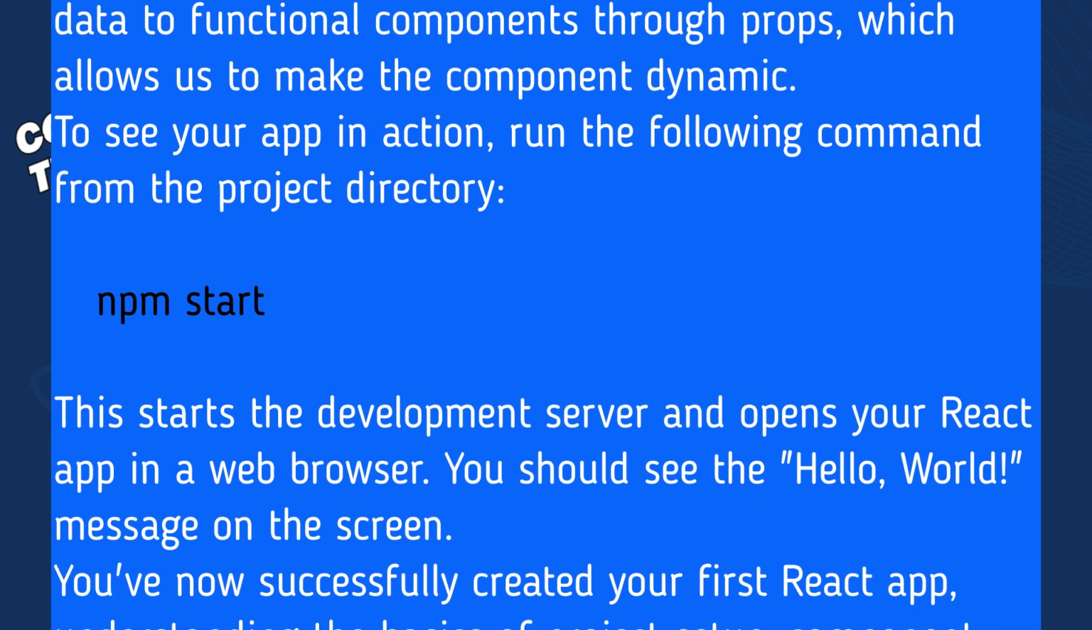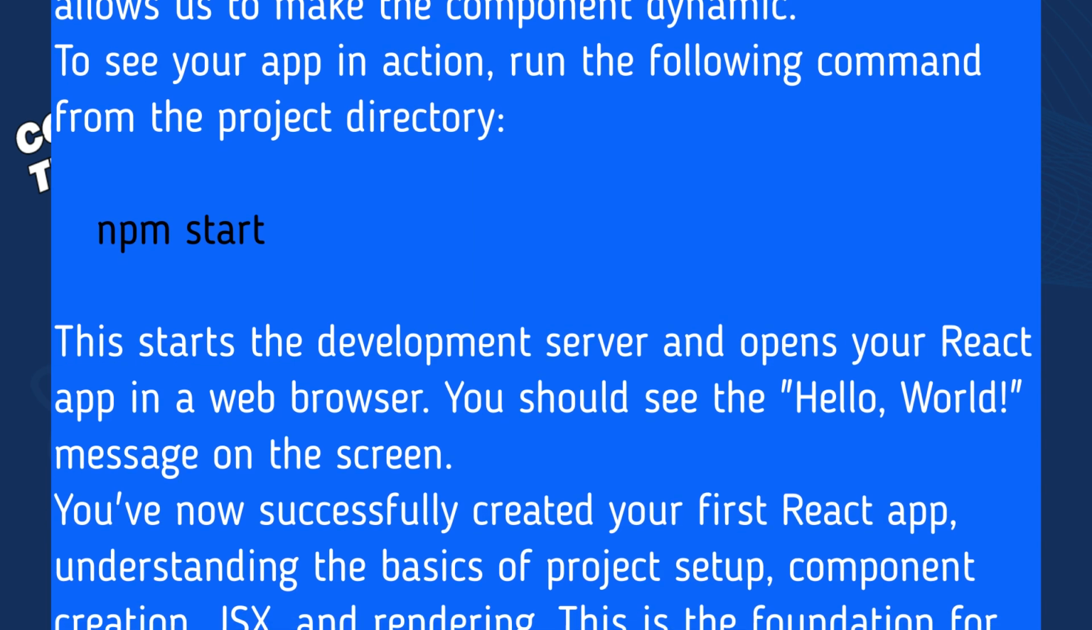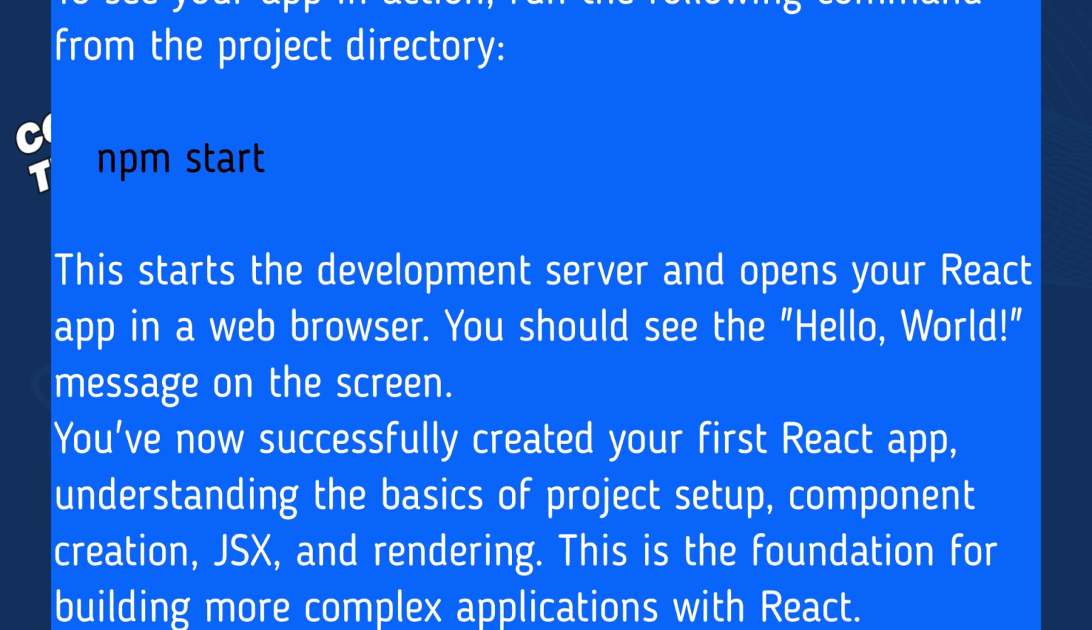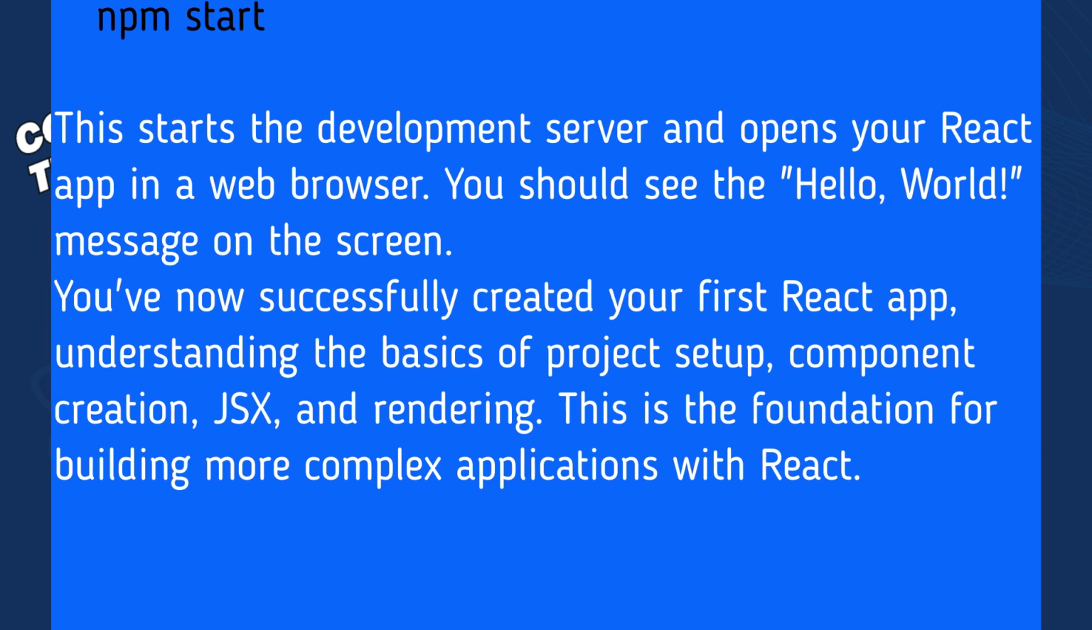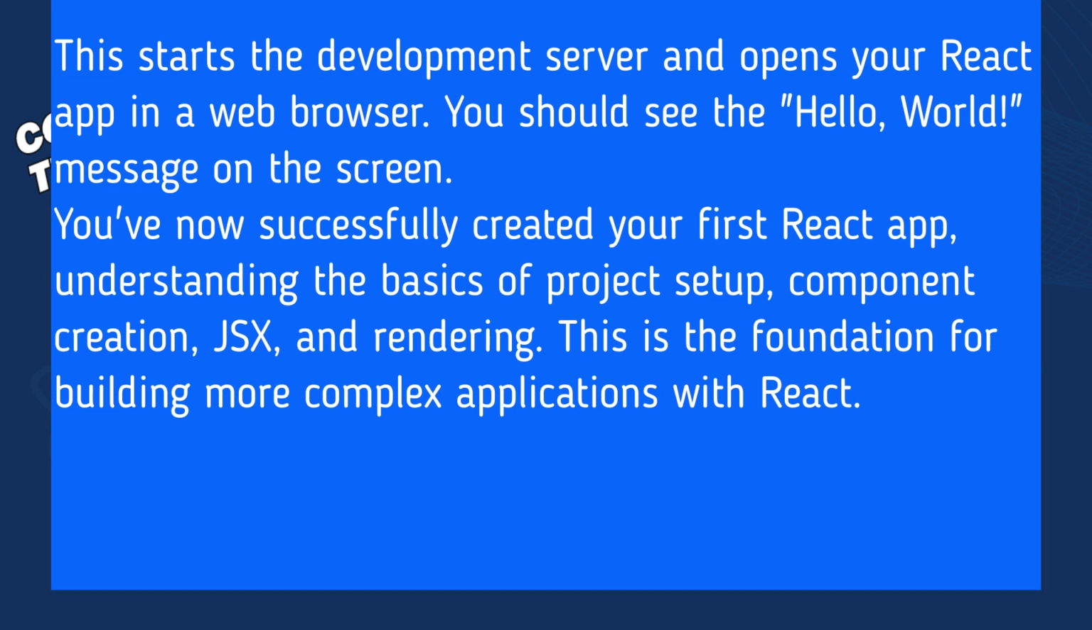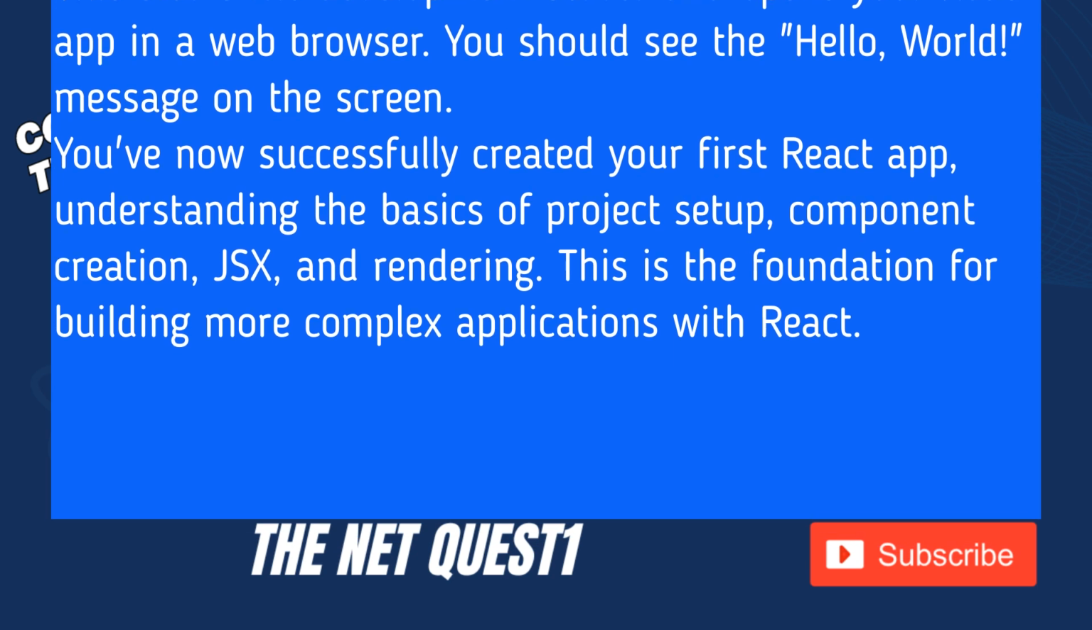To see your app in action, run the following command from the project directory. This starts the development server and opens your React app in a web browser. You should see the Hello World message on the screen. You've now successfully created your first React app.